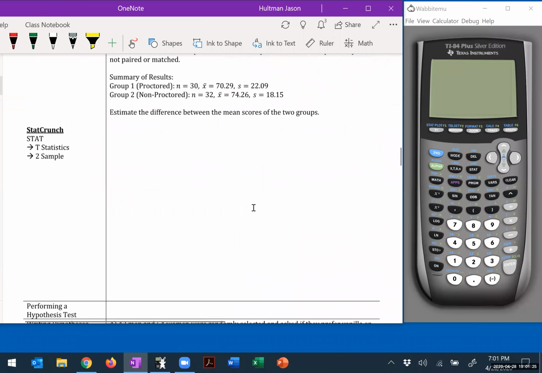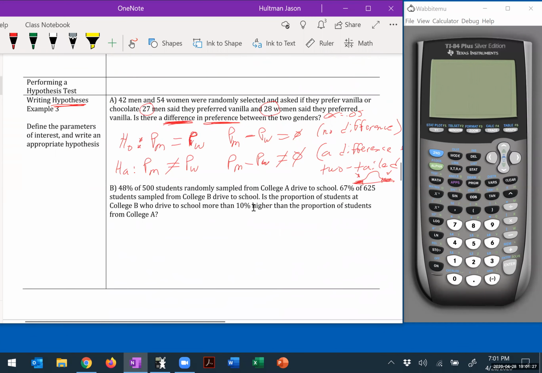So again, we're going to skip example 2. Now we have the same thing here, but we're going to write a hypothesis test. It says 48% of 500 students randomly sampled from college A drive to school. 67% of 625 students sampled from college B drive to school. Is the proportion of students at college B who drive more than 10% higher? So now they give us something to compare to. More than 10% higher.